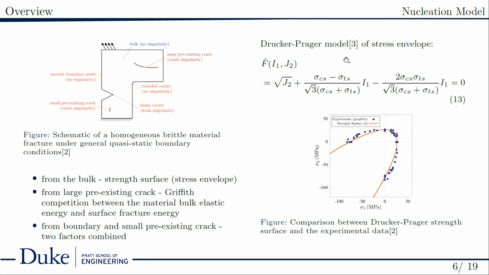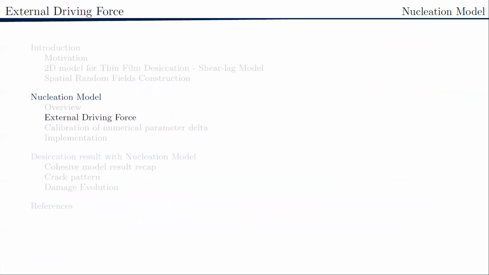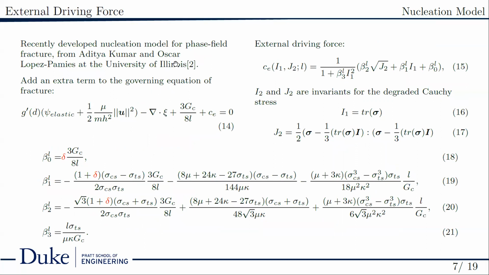For strength envelope, we have an existing model, the Drucker-Prager model. It is a function of the stress tensor invariants. Its shape is controlled by the tensile and compressive strengths. We base our work on the recently developed nucleation model for phase field fracture from Aditya Kumar and Oscar Lopez-Pamies at the University of Illinois.